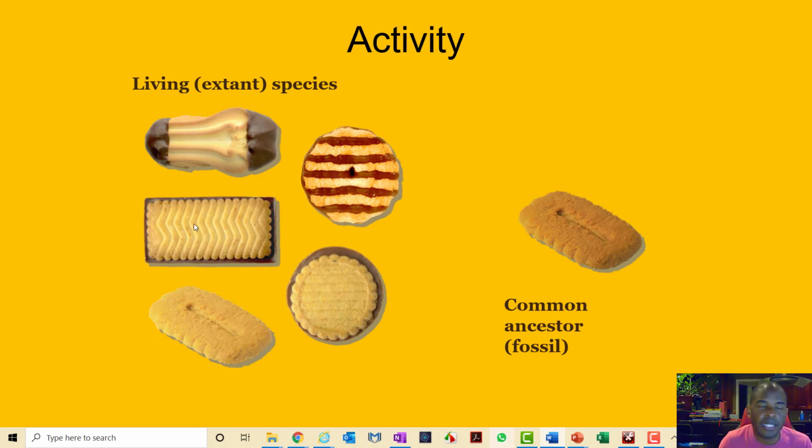This cookie has wafer and chocolate. Wafer and chocolate, that's rectangular, that's circular, that's rectangular, that's circular with chocolate lines, and that's got chocolate all over the place in this one. So how does it come together?